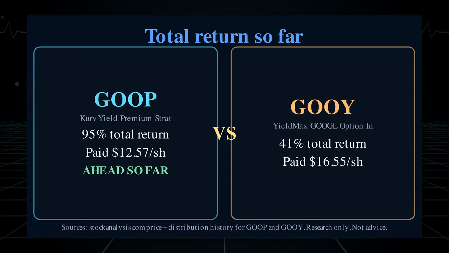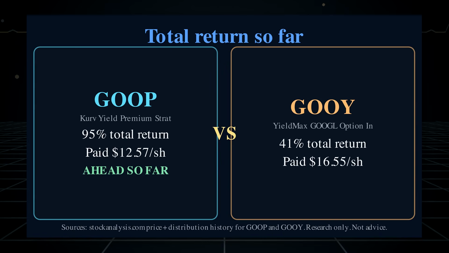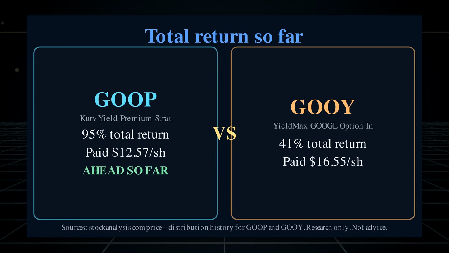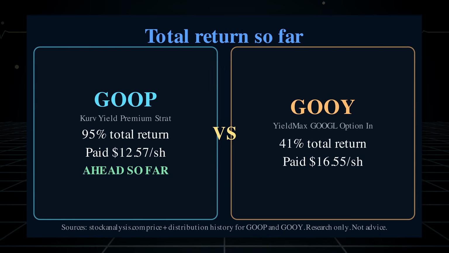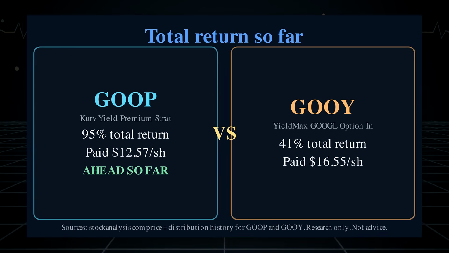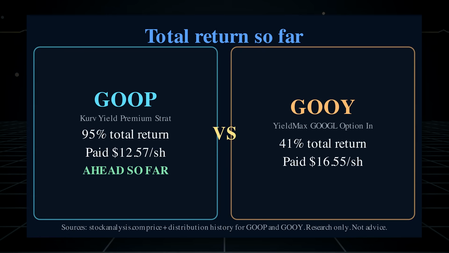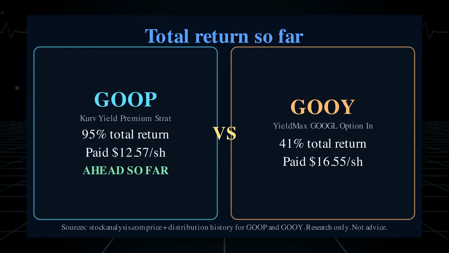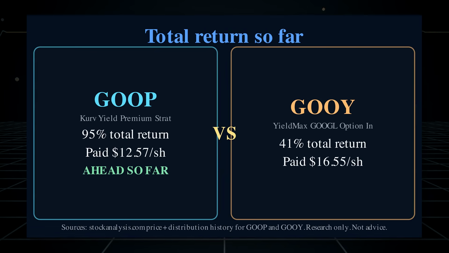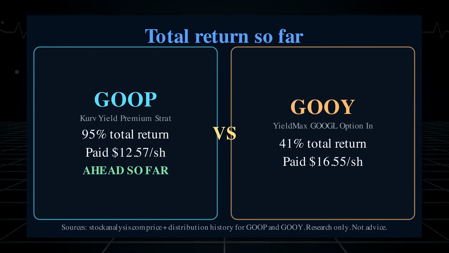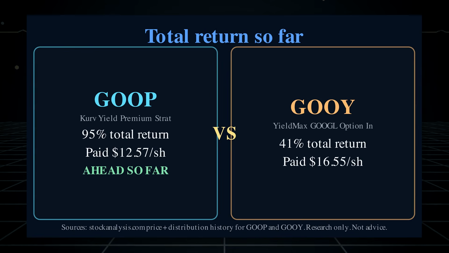GOOP launched on October 31, 2023, while GOOY launched on July 27, 2023. Their since inception windows are close but not identical, and each experienced its own sequence of Google price moves and option conditions. This is not a synchronized laboratory test. The figures tell us what happened over each fund's supplied life, not what would happen if both strategies started on the same morning under identical contracts.